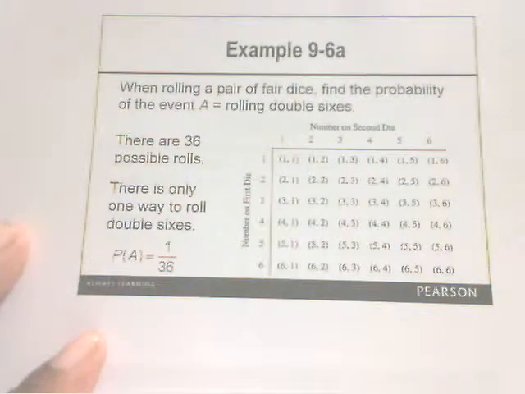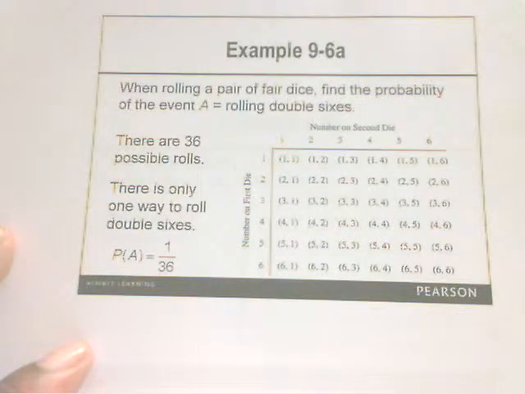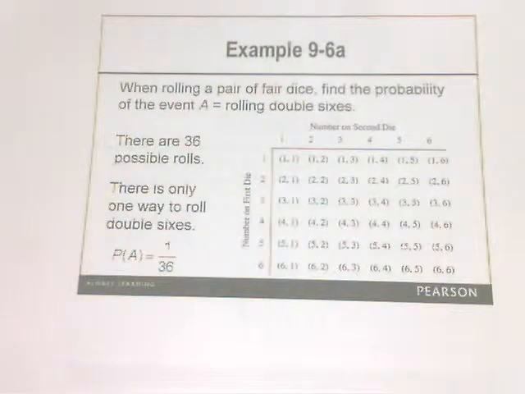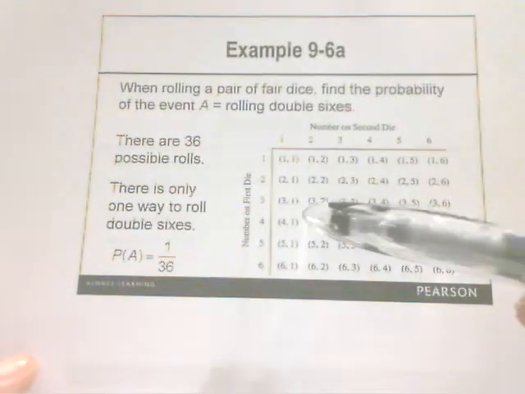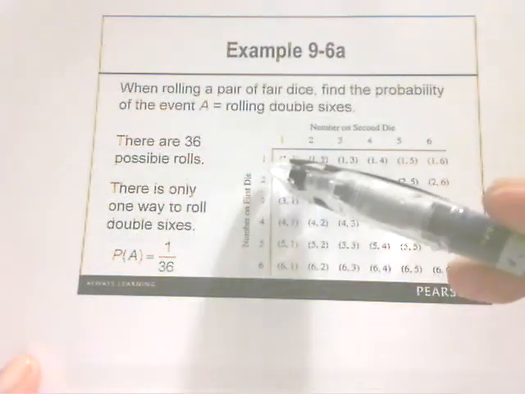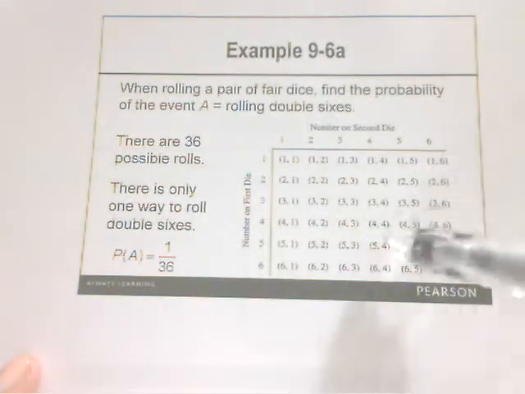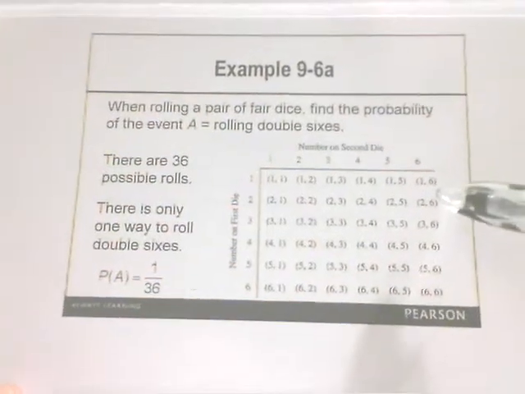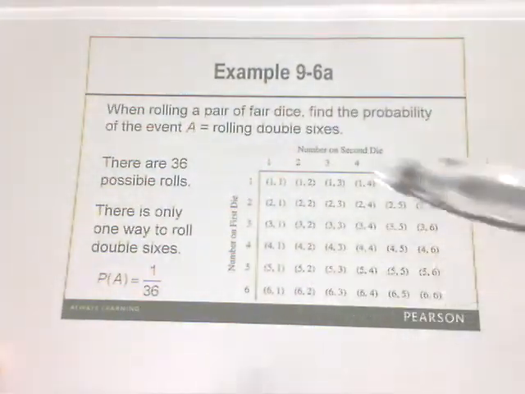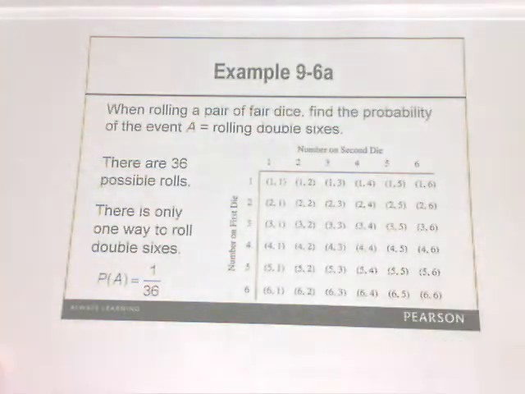Another example would be rolling a fair die and finding the probability of event A, rolling double sixes. And in this case here, a pair of fair dice. Now here, on the left side, you see the number on the first die, which is 1 through 6, and the number on the second die, also 1 through 6. And you see all 6 possible outcomes from this. All 36 possible outcomes. Okay?